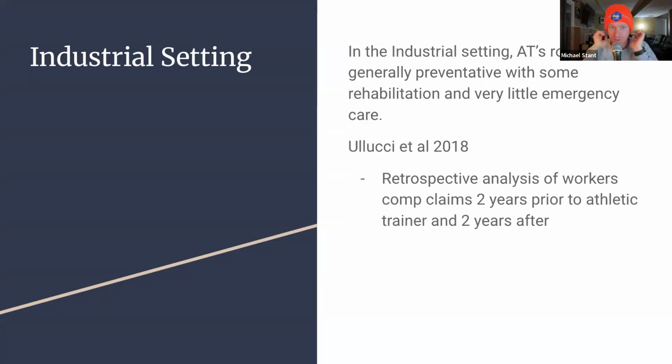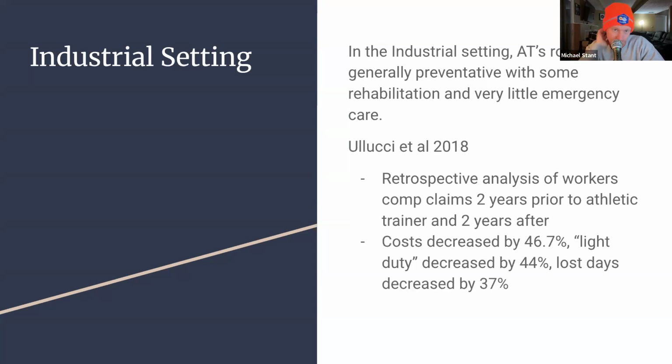So, an interesting study, Olchi et al., 2018. They looked at, all right, athletic trainers got hired. What were the workers' comp claims 2 years before and then 2 years after? Quick note: when it comes to the industrial setting, the biggest thing is stopping workers' comp claims and stopping OSHA recordables. Okay, right? Cost decreased almost by half. Light duty days, because if someone gets put on light duty, that's an OSHA recordable. People don't like that. Those got reduced by half, and then lost days decreased by 37%.